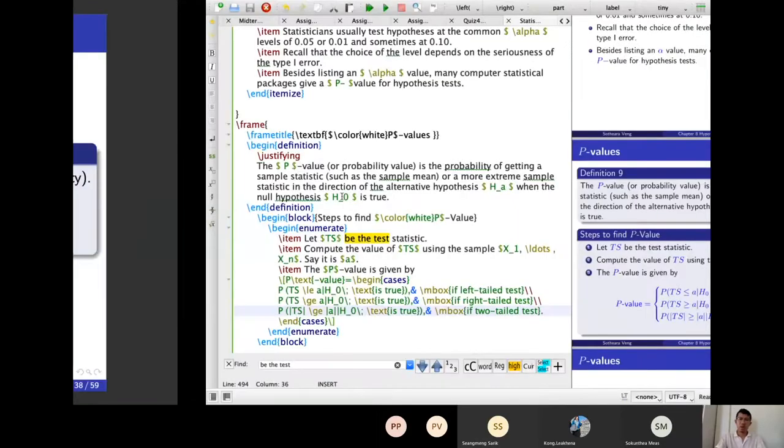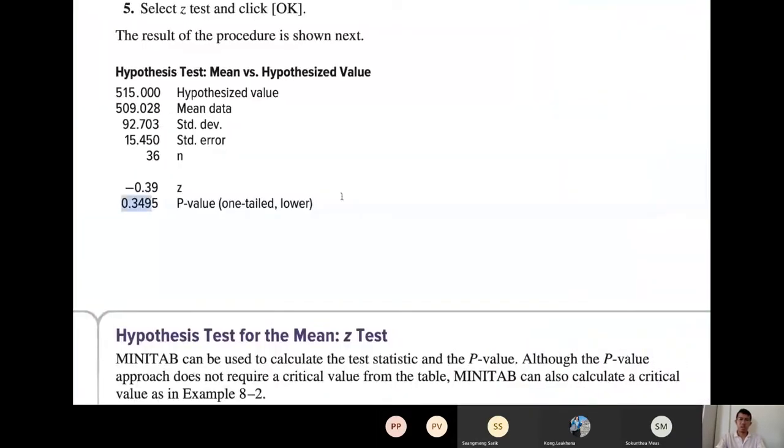So maybe it looks simpler to decide based on the p-value rather than the critical value, right? So it depends. You may decide on the significance level alpha, and then you compare it with the p-value generated by the software.